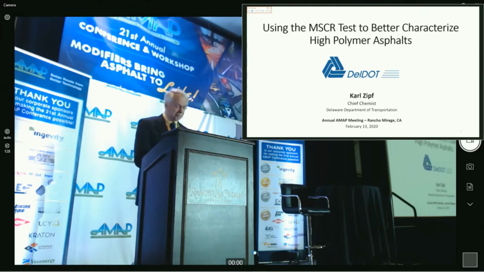DelDOT owns and maintains 90% of the roads and bridges in the state. We do anything from suburban roads to the interstates. Since this is about polymer modified asphalt, it varies from year to year, but approximately 20% of our asphalt used is PG 76-22, and we put down about 100,000 tons of polymer modified asphalt.